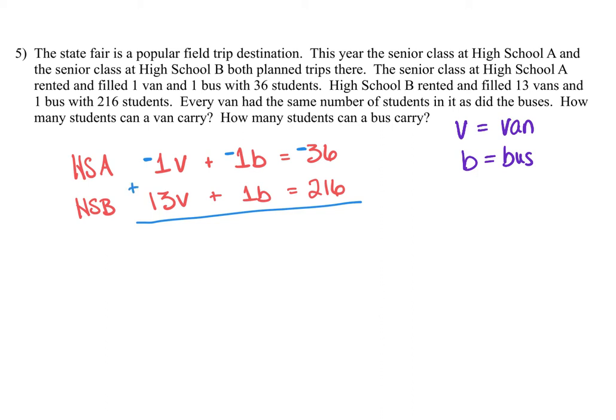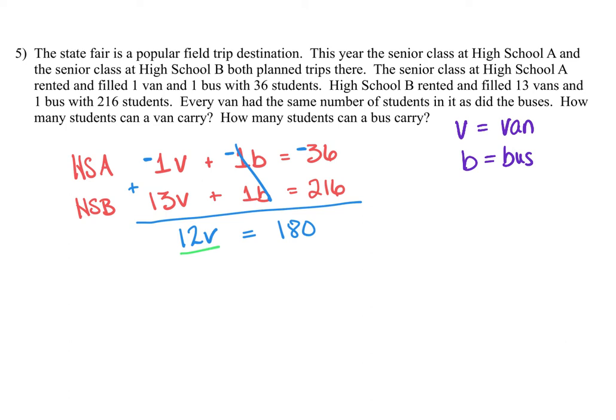I have a -1 and a 13. That's just 13 minus 1, so I have 12v. Now I have a positive and a -1, that is going to cancel. And then I have a -36 and a positive 216. That's just subtracting, 216 minus 36. Right?